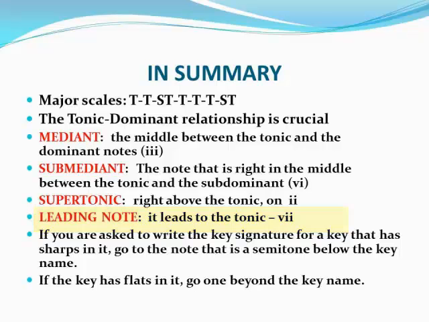If you're asked to write a key signature for a key that has sharps, just go down a semitone, and that's going to give you the last sharp. If you're given the key signature and need to identify the key, just go a semitone up from that last sharp. If you have to find a key signature that has flats in it, just go beyond the flats by one name. If you're given the flats and must identify the key signature, just cover up that last flat and that will give you the key.